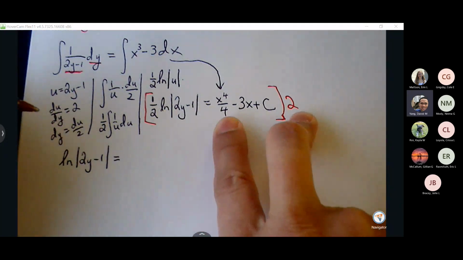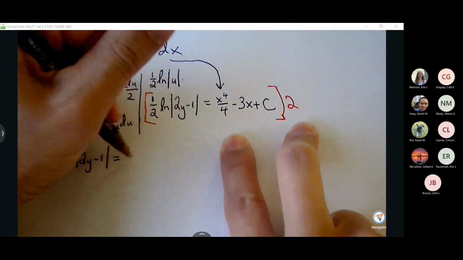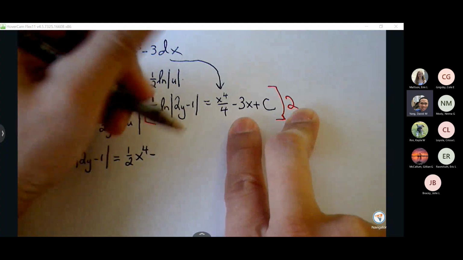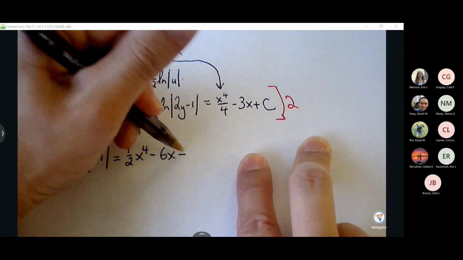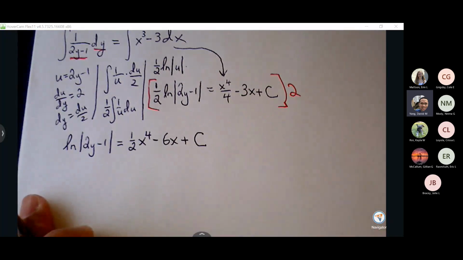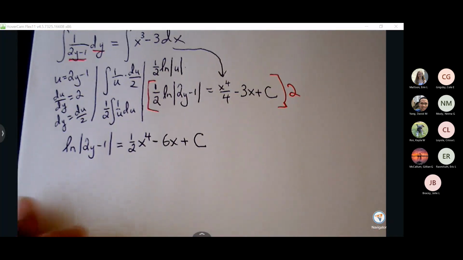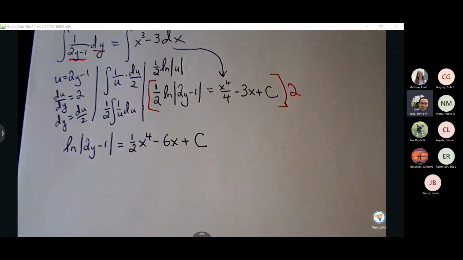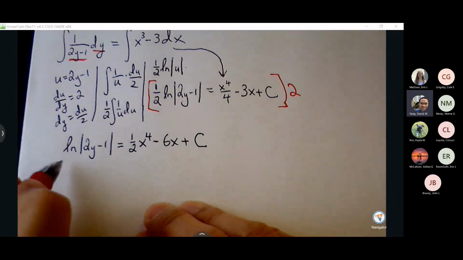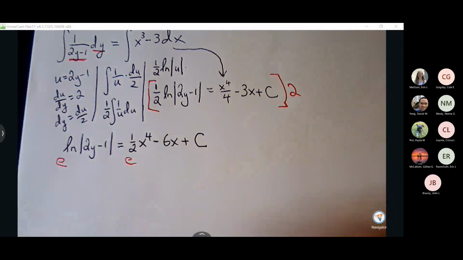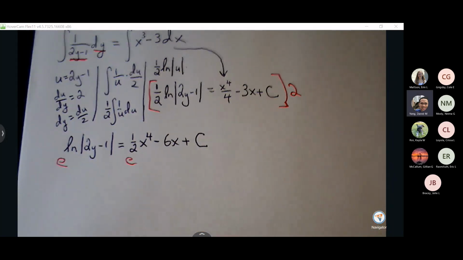So 2/4 becomes 1/2. 3 times 2 is 6. And then 2C is the same thing as just C. Just clean that up to just be C. Okay, I want to solve for y. y is stuck inside the natural log, so I'm going to raise both sides with e as the base. e and natural log cancel out.